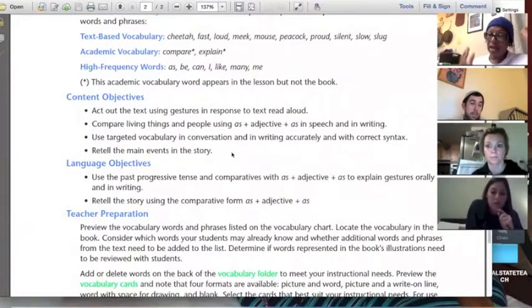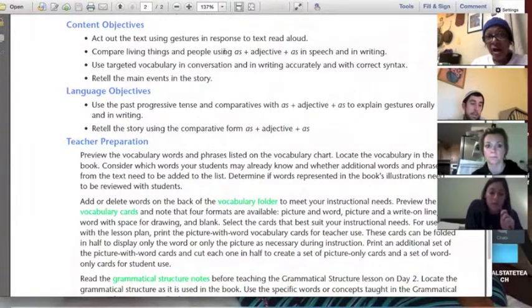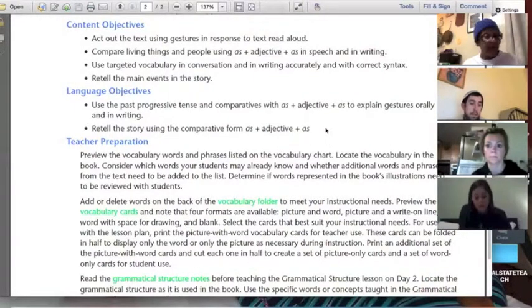That's in alignment. Language objective. That's the content objective. Here's your language objective. Use the past progressive tense, retell a story using comparatives. That's your syntax right there. That's your academic language. That's their practice when you're doing something. That's the thing you have to show them how to do. So now you know what you're going to do.